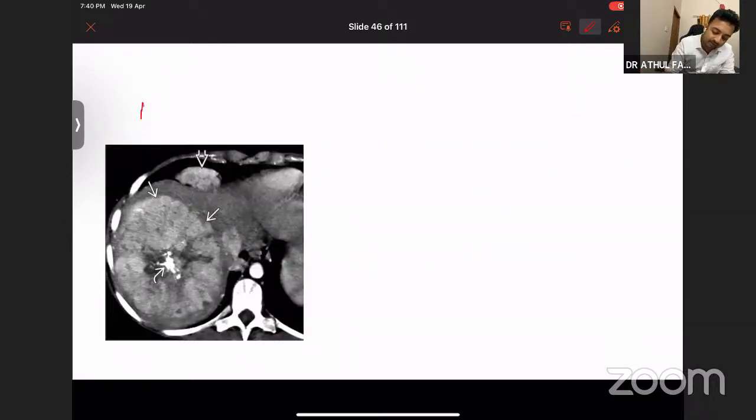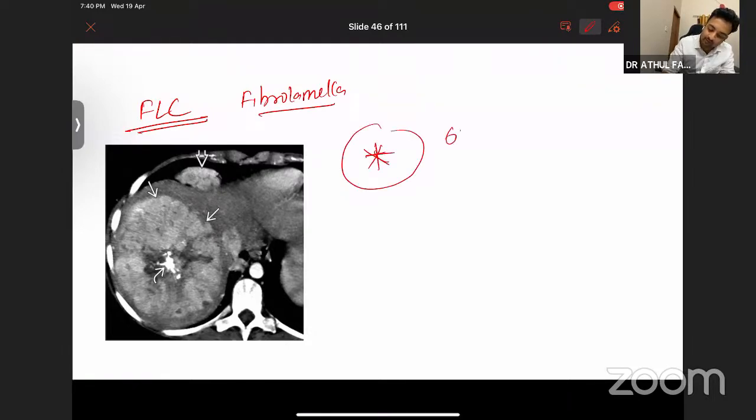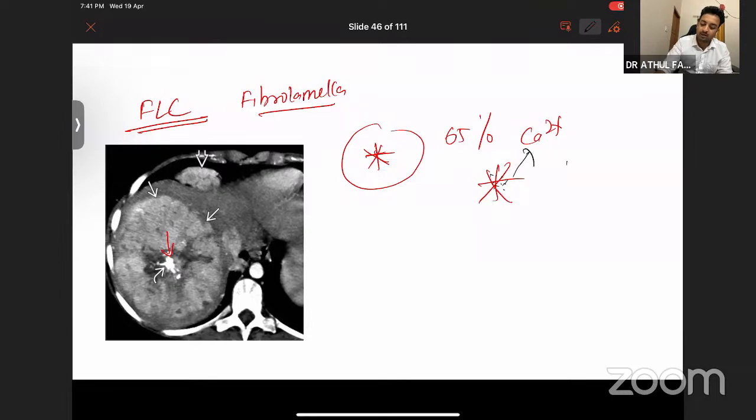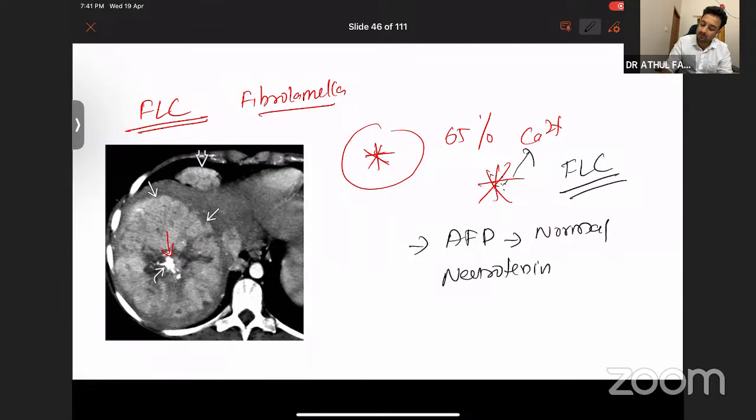Okay. So this is how a fibrolamellar variant will be seen. Fibrolamellar will be seen as central stellate scar. Around 65% of the cases will be having calcification. See, there is calcification here. So if in exam you are seeing scar with calcifications, then it will be fibrolamellar variant of cancer. Also, AFP level, alpha fetoprotein levels, will be normal, whereas neurotensin levels will be high. So this is how you should differentiate. Okay. So you can do a neurotensin level. If the neurotensin level is high, then it is fibrolamellar variant of HCC.